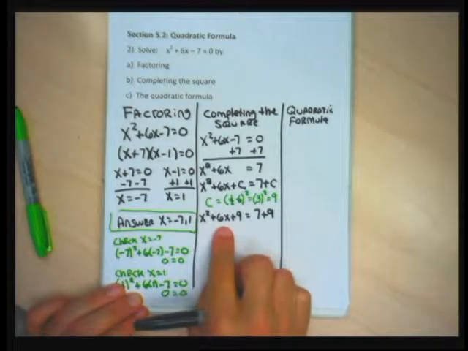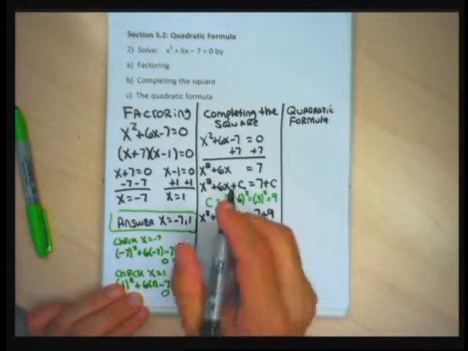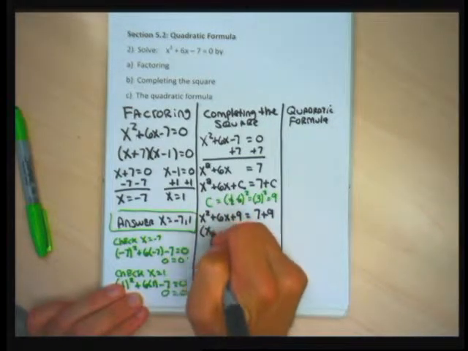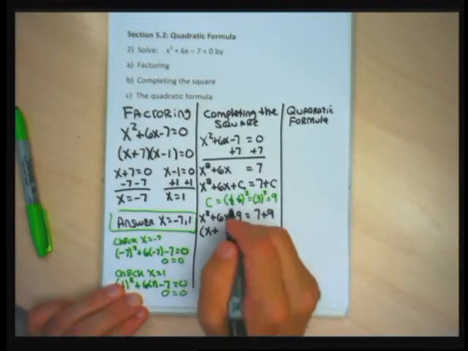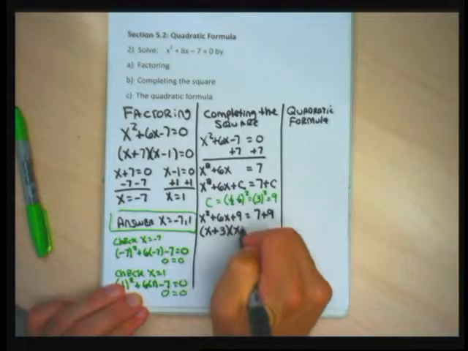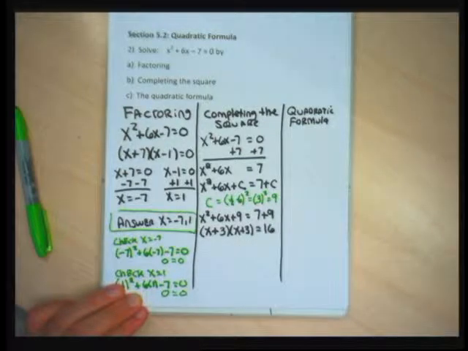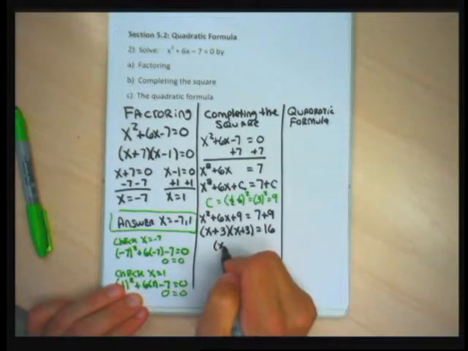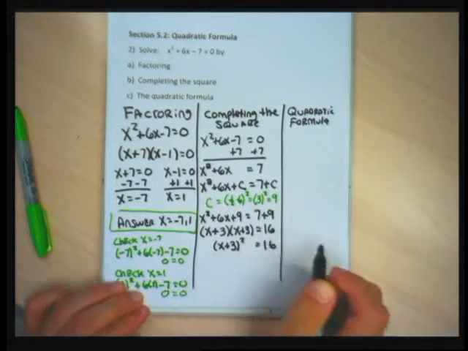I'm going to factor the left side. Always when I use the C method, if I have the right C, it factors into two identical parentheses, and the number that goes in the parentheses is the thing before you square. So it's half the middle number. So this left side is going to factor into x plus 3 times x plus 3. The right side is going to be 7 plus 9, which is 16. I'm going to rewrite this as x plus 3 quantity squared equals 16.